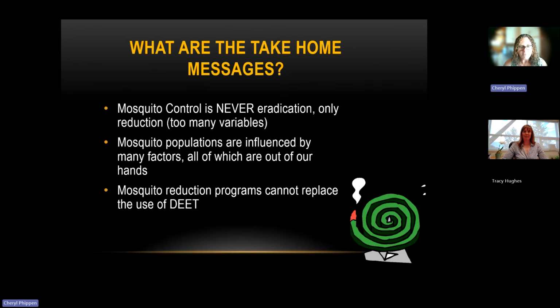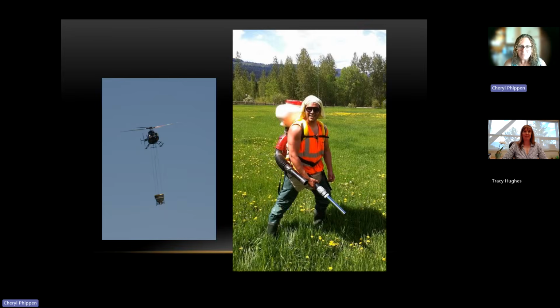And so none of our programs can replace the use of DEET, which is the best mosquito repellent. So something like Deep Woods Off is the best way to prevent mosquito bites. Use it according to the labels. And then I just threw in the slide. So there's a picture of our blower and of the helicopter. You may have seen it flying around Revelstoke or Scotch Creek or Golden with that big bucket underneath.